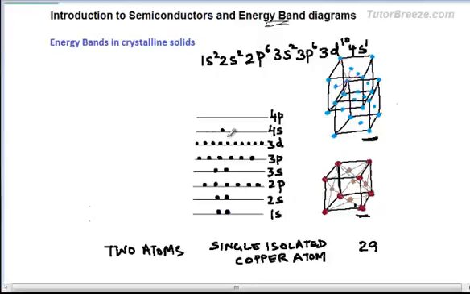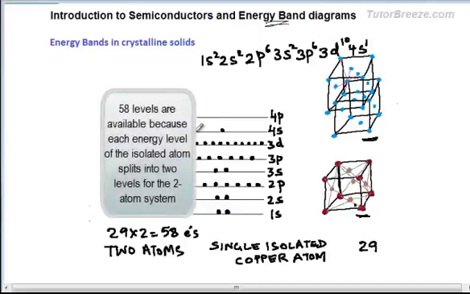Now, in quantum mechanics, we say that the wave functions of the 2 atoms overlap, and now we can think of it as one single system with 2 atoms, which has 29 into 2, which is 58 electrons which need to be accommodated. To accommodate these 58 electrons, there have to be 58 levels available, and now each of these levels splits into 2 levels.